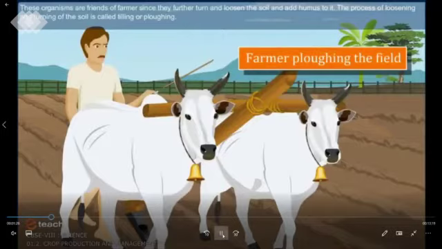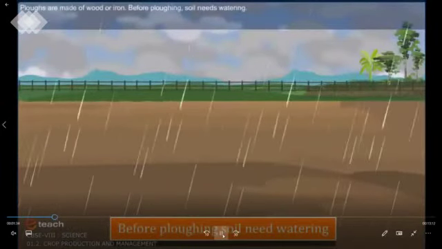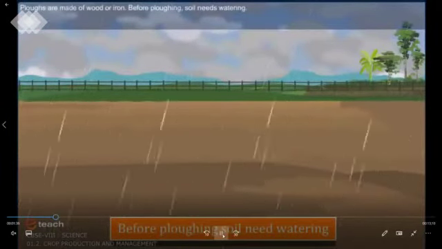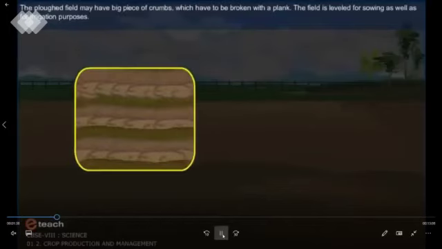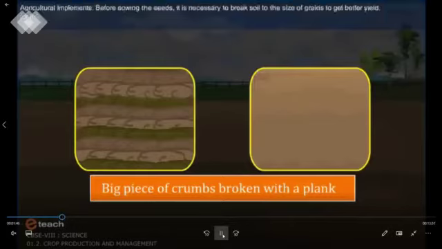The process of loosening and turning of soil is called tilling or ploughing. Before ploughing, the soil needs to be watered. After ploughing, here and there in the agricultural land, you can see big pieces or lumps of soil which are to be broken with a plank. This process of breaking the lumps of soil with a plank is called leveling. Leveling helps in uniform distribution of water and minerals which we are going to add in future steps.